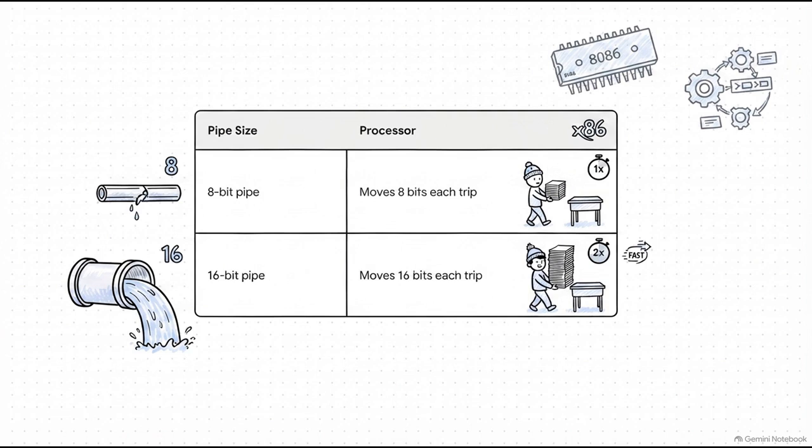Or let's use a classroom analogy. Picture 2 students handing out exam papers. The 8-bit student carries 8 papers at a time, while the 16-bit student carries 16. That 16-bit student is finishing the exact same task twice as fast. It was a massive, massive leap forward.